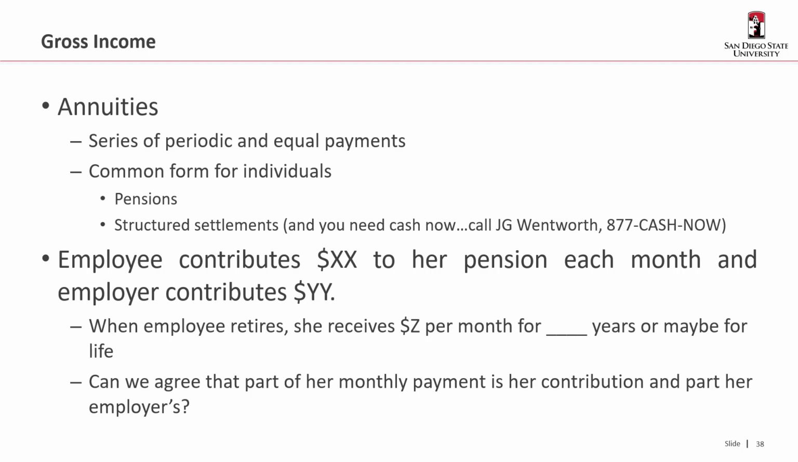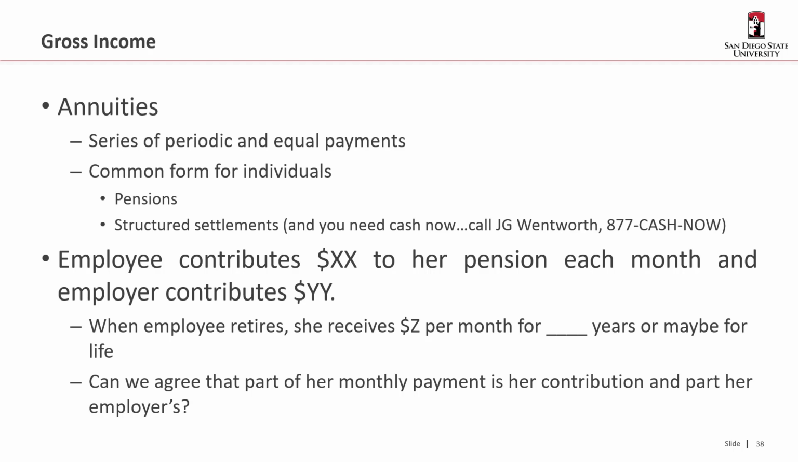The other way you see annuities is through a structured settlement. So you sue someone, you win, they owe you a bunch of money, but rather than pay it out all in one lump sum, it's paid through what's called a structured settlement, which is basically a form of an annuity.